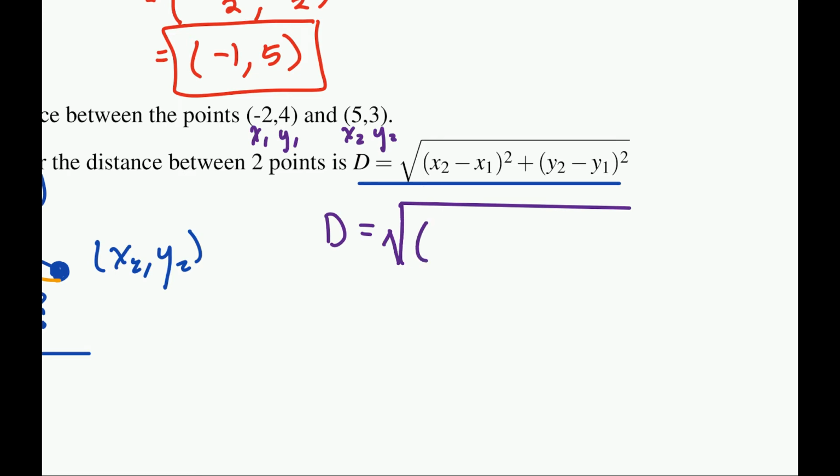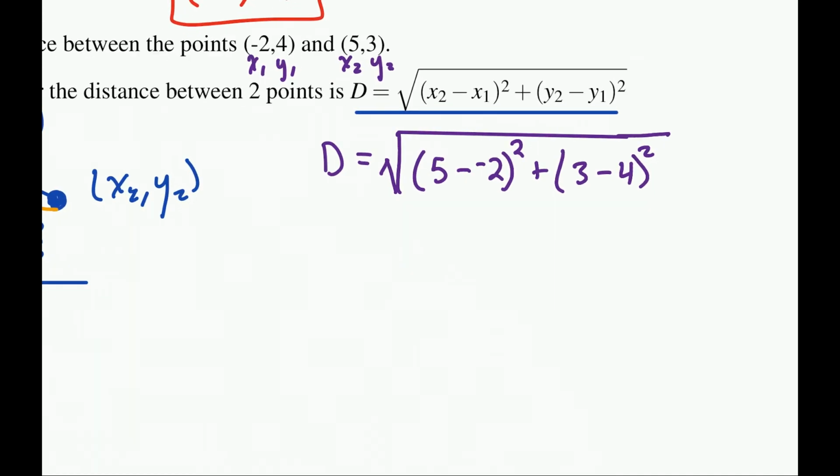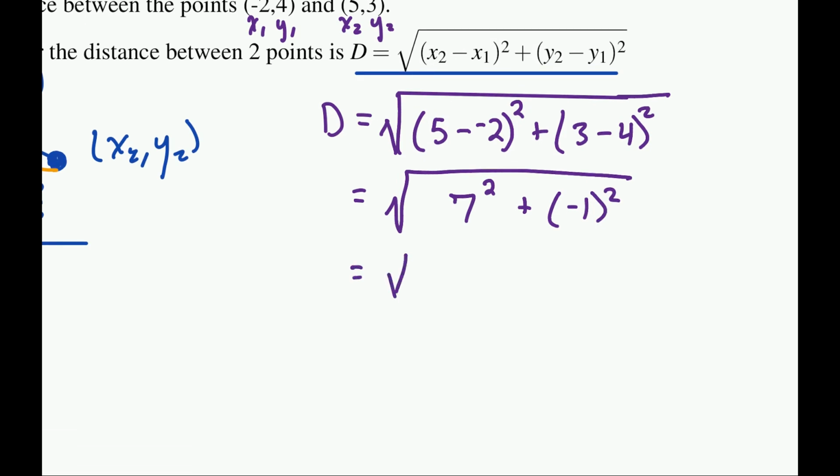So fill in the numbers. We have x2, which is 5, minus x1, which is -2, squared, plus y2, which is 3, minus y1, which is 4, squared. Work out these numbers. So we've got 5 minus -2, which is going to be 7 squared, plus 3 minus 4, which is -1 squared. 7 squared is 49.